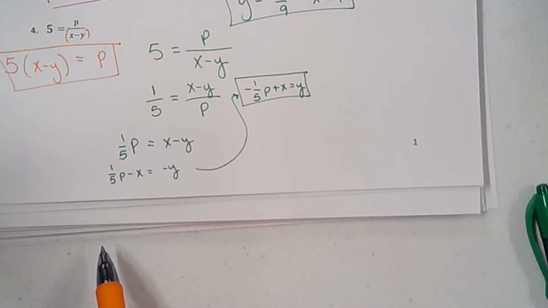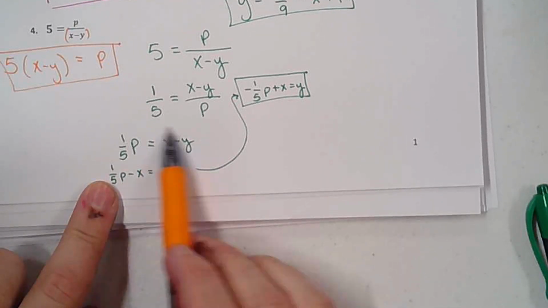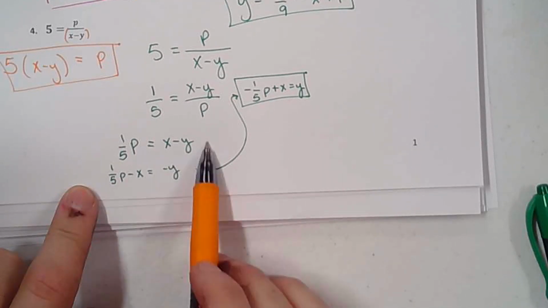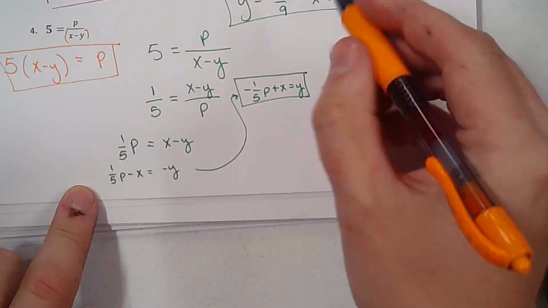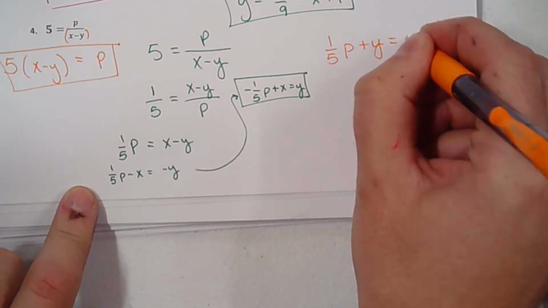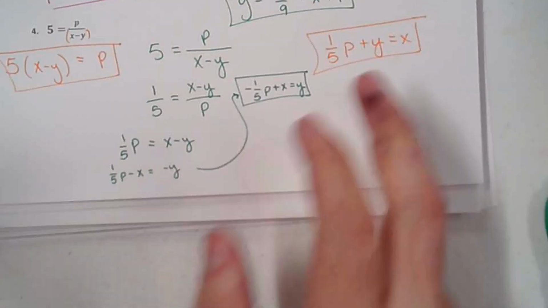Can't you just use that same setup to find x? Mm-hmm. So from this point, we can find x. What will we do to find x from here? Add the y. So 1/5 p plus y equals x. Good observation, Baker. Saves us some time, right? I did that in the wrong color, but fair enough.